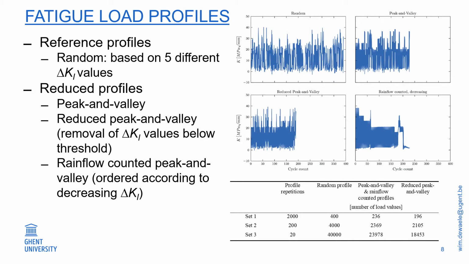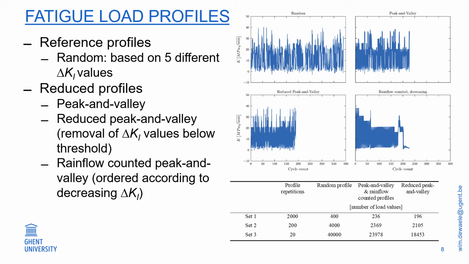In the second series of tests, we focused on the random nature of load amplitudes. We did three different sets of tests. Let me focus on set 1 from the table. We started with defining a random load profile consisting of 400 values of stress intensity factor range, 400 values selected at random from 5 predefined different delta K values. This load profile was then further reduced by peak and valley analysis, which led to 236 values. Further reduced by also removing all the stress ranges below a certain threshold of delta K, a threshold defined by experimental tests.